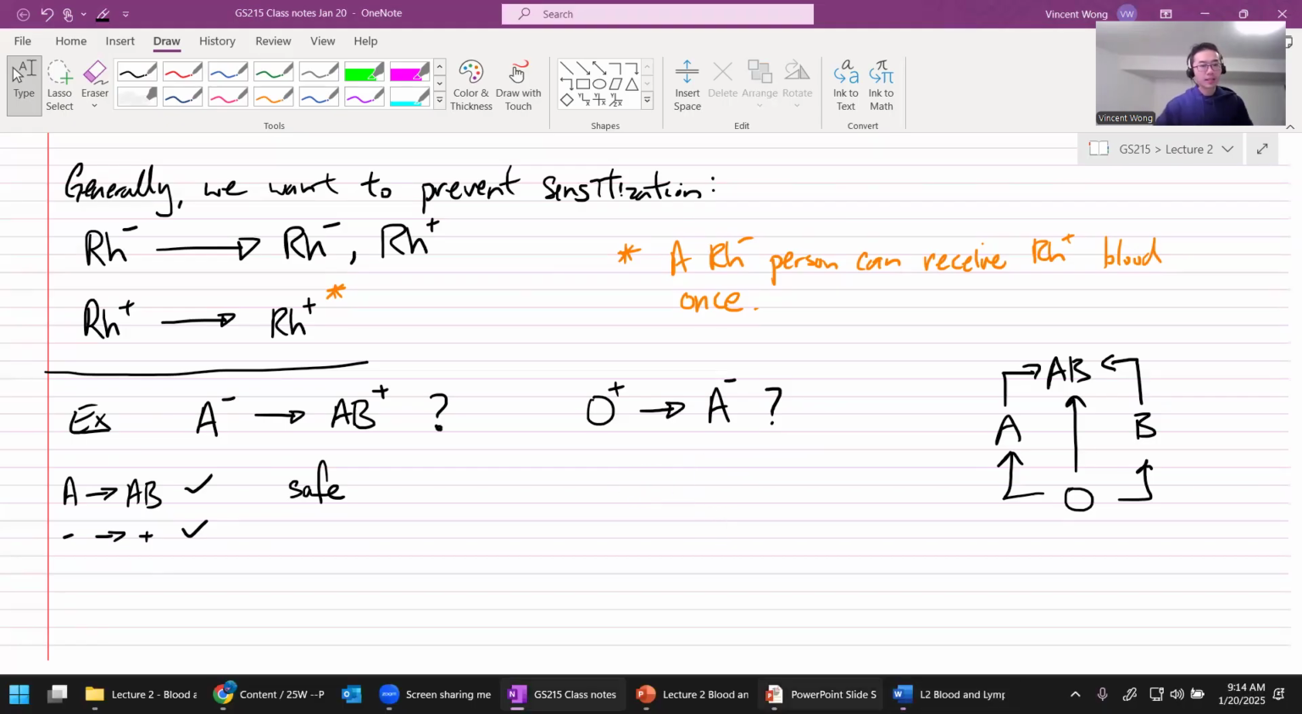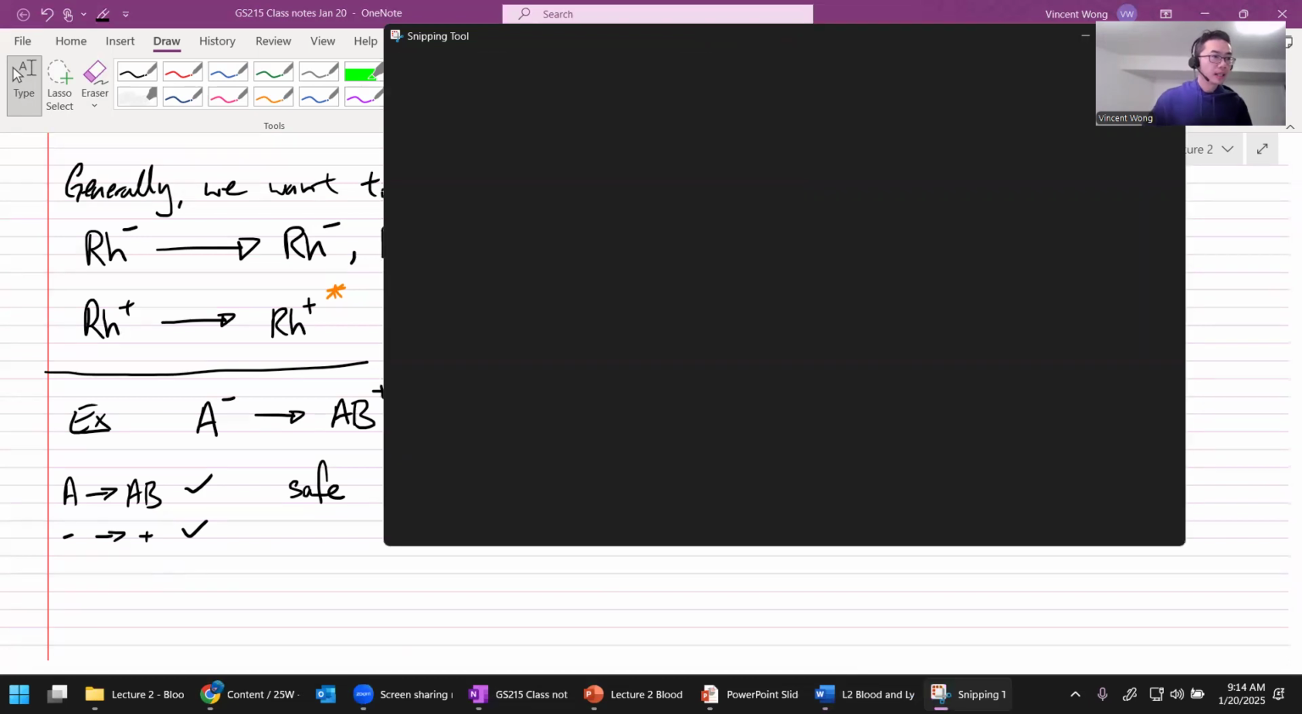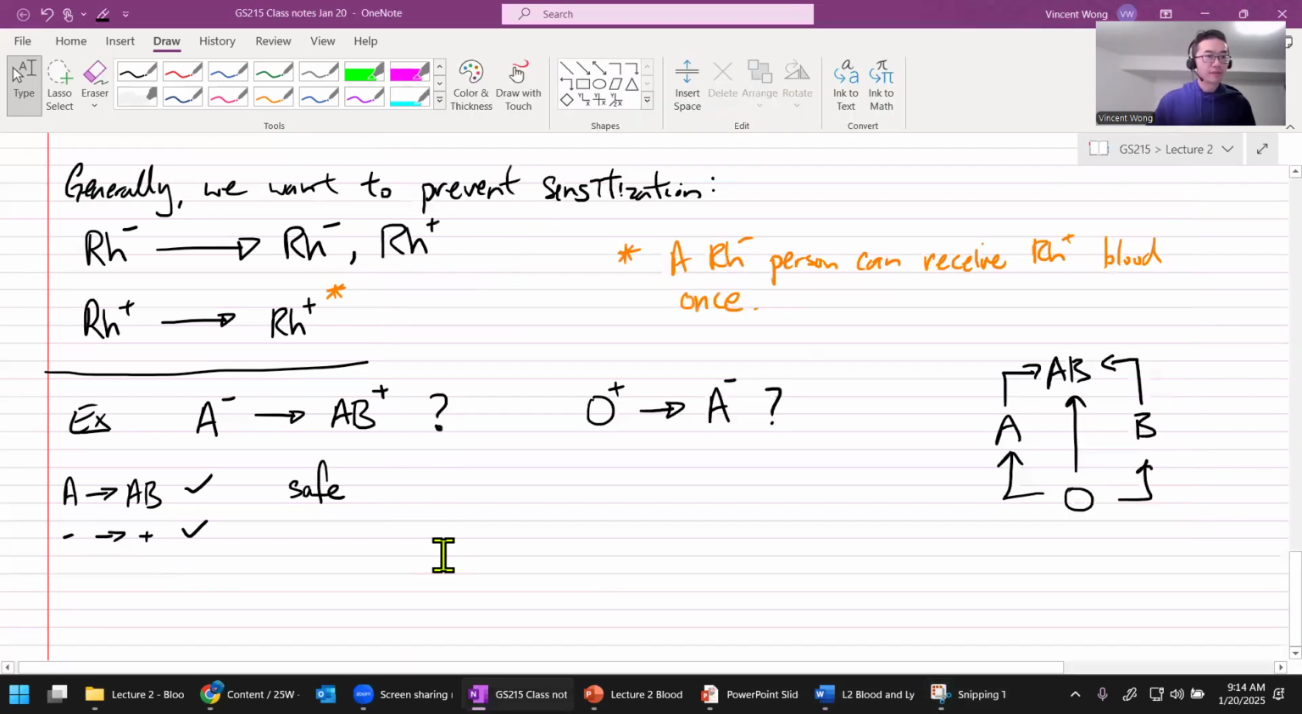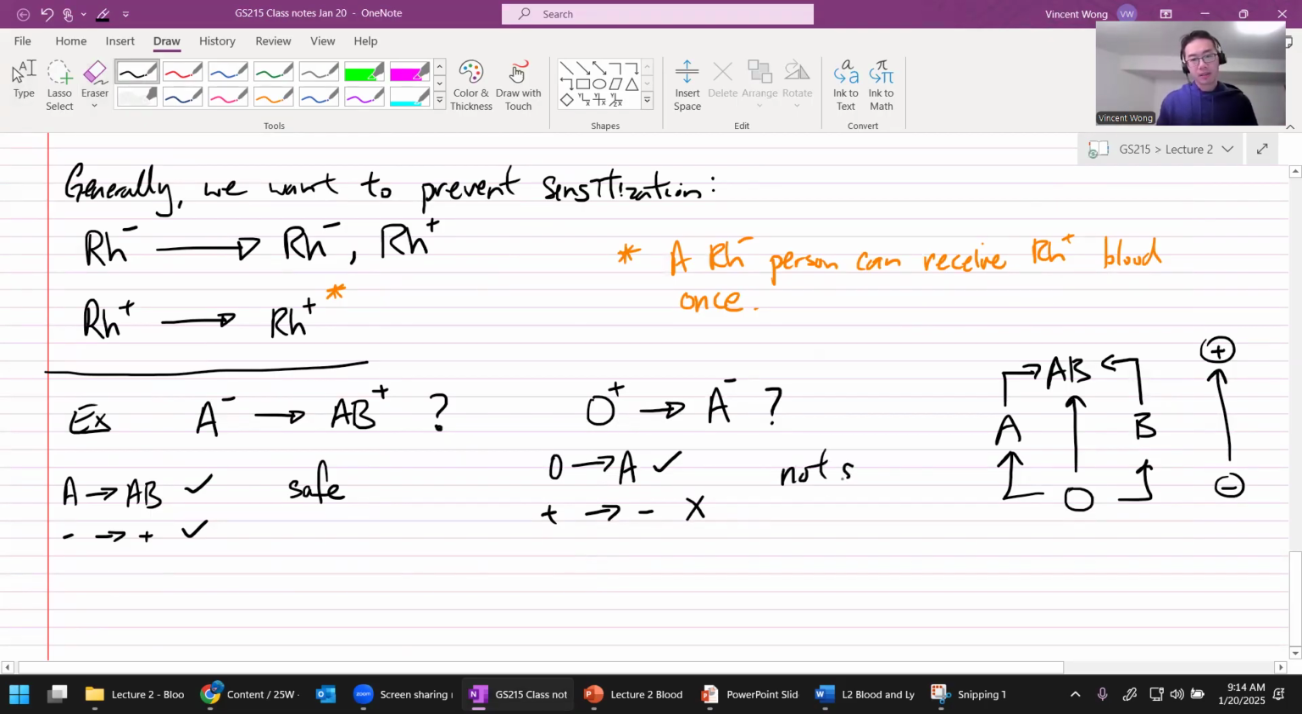All right, what do you guys think? Safe or not safe? Well, O to A. Take a look here. O to A, that's safe, no problem. And then this is the Rh transfusion chart. Positive to negative, not safe, right? Okay. Even though they can receive it once, but like I said, we want to avoid that. So if one of them is not safe, then it's not safe. Okay. Every blood type needs to be compatible before you can do the transfusion.